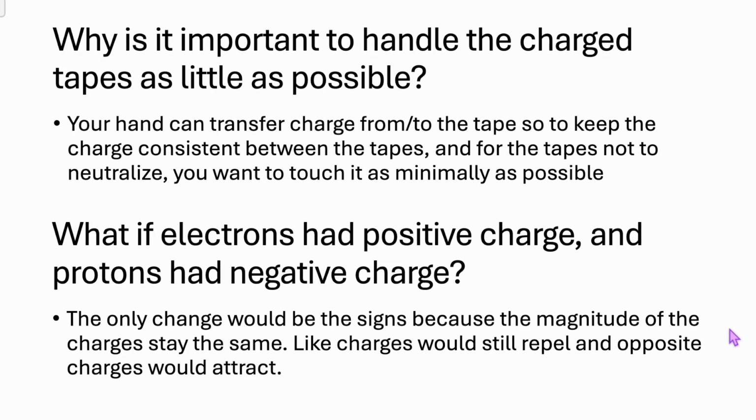So for the why and what if questions, why is it important to handle the charge tapes as little as possible? Your hand can transfer charge from or to the tape, so in order to keep the charge consistent between the tapes and for the tapes not to neutralize, you want to touch it as minimally as possible. And if the electrons had a positive charge and protons had a negative charge, the only change would be the signs because the magnitude of the charges would still stay the same. Like charges would still repel and opposite charges would still attract.